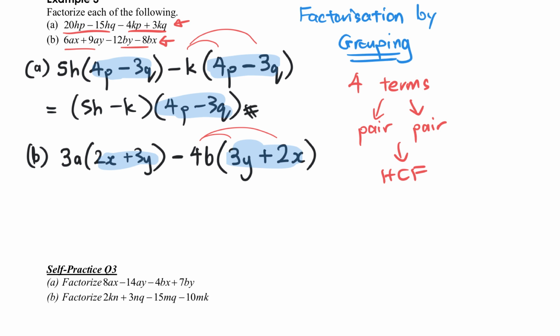Whether it is 2x plus 3y or 3y plus 2x, they actually sum up to the same expression. They are exactly the same. So I will be left with the grouping of 3a minus 4b multiplied by the group of 2x plus 3y.